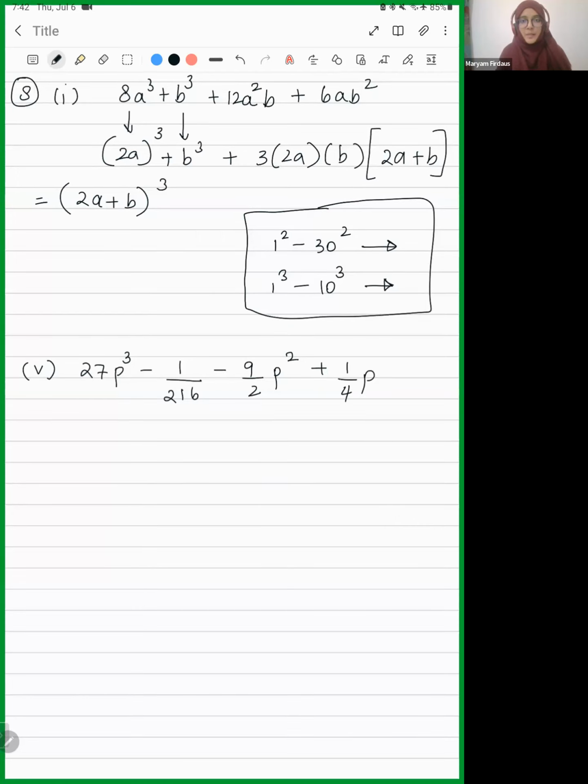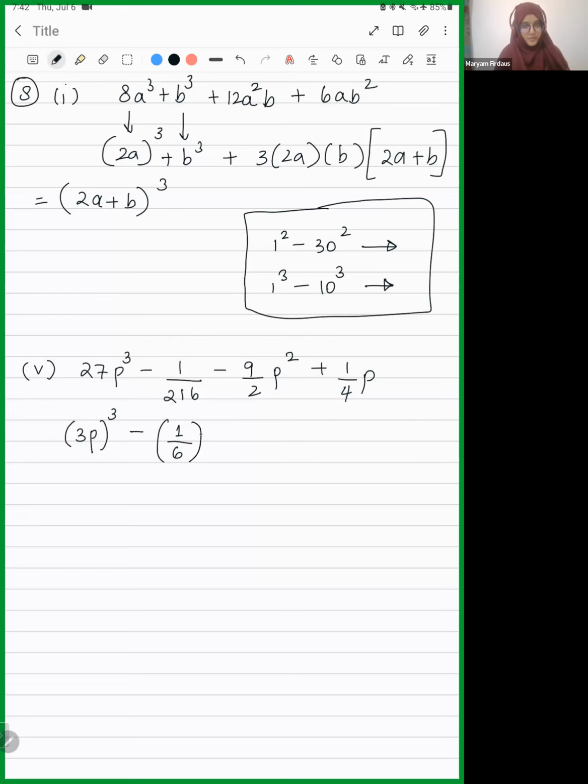Now, 27p cube. 27 is the cube of what? 3p. Yes, so 3p whole cube. Okay. Minus. Now 1 over 216. 216 is the cube of what? 6. Very good. 6. So we can write this as 1 over 6 whole cube.